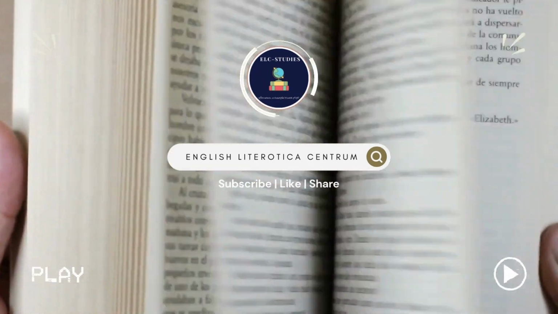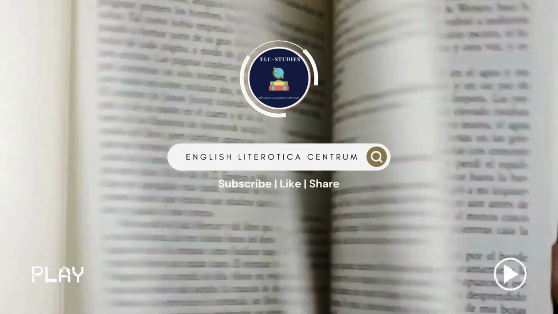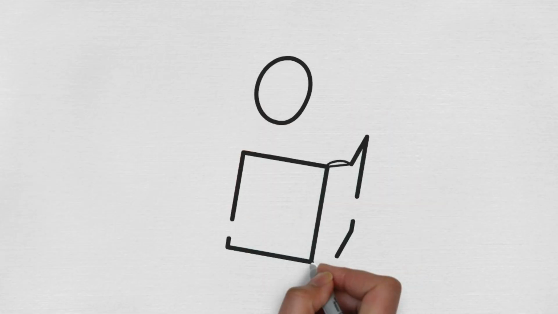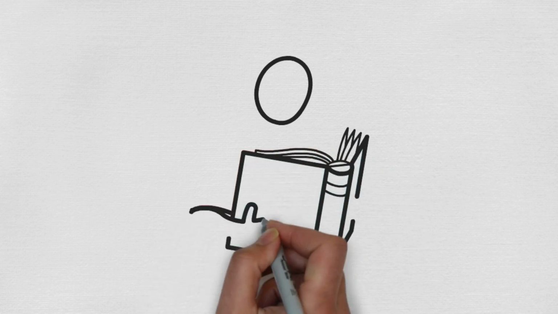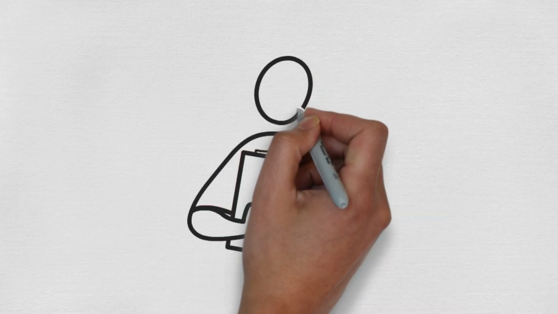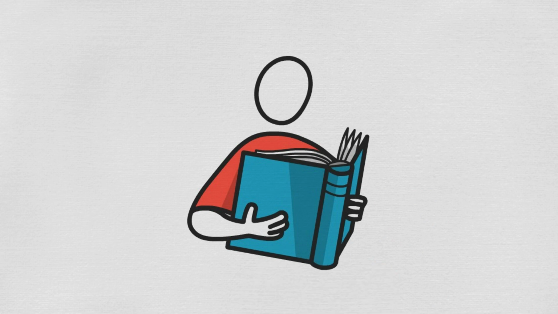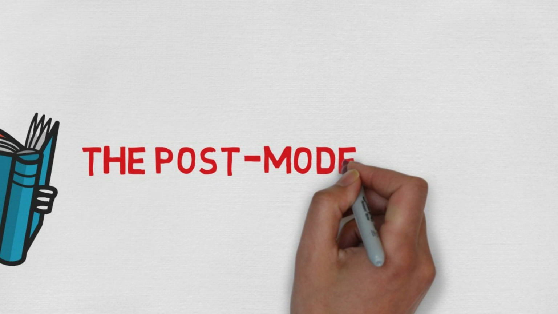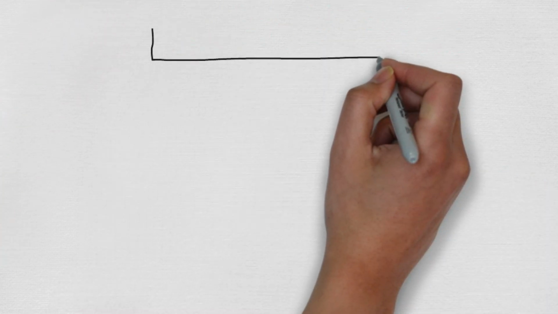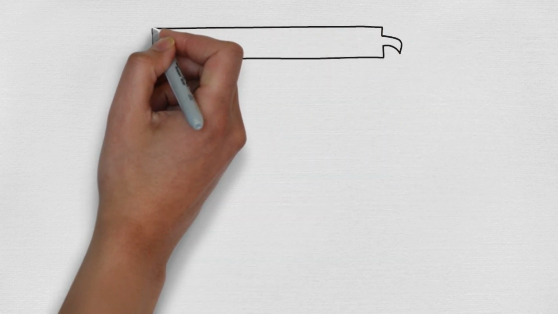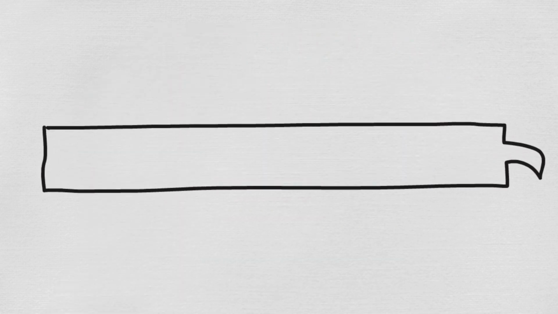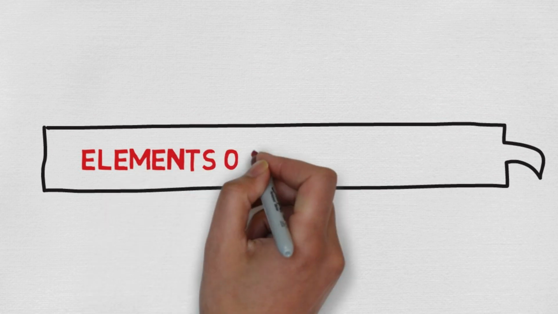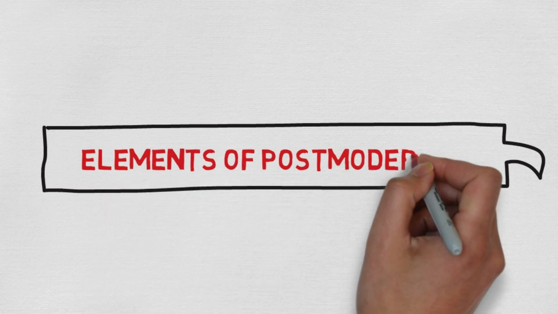I am here with another amazing topic from History of English Literature. Today we will cover the later part of the postmodern age and we will also discuss some notable authors and some important elements of the postmodern age. First of all, we will talk about elements of postmodernism.